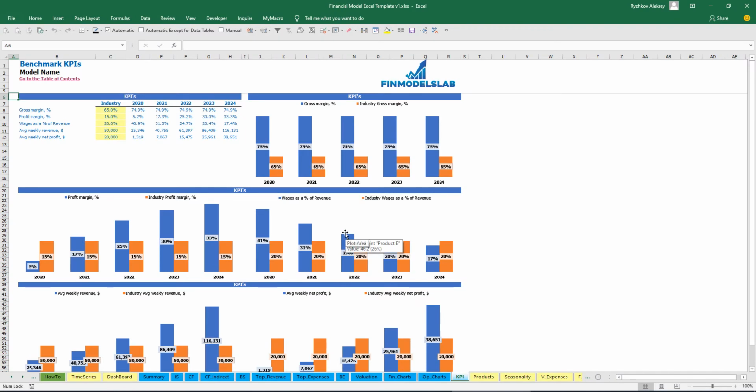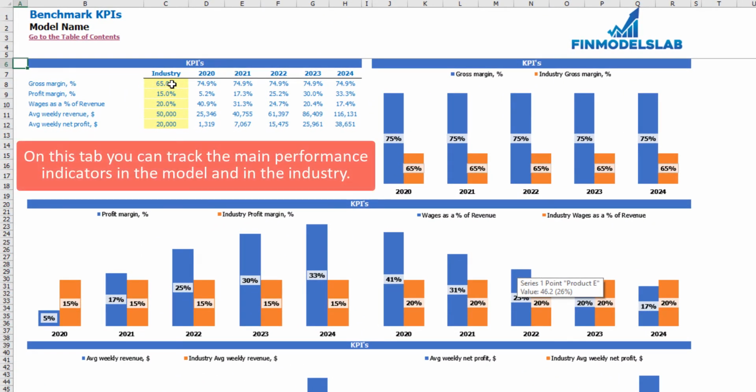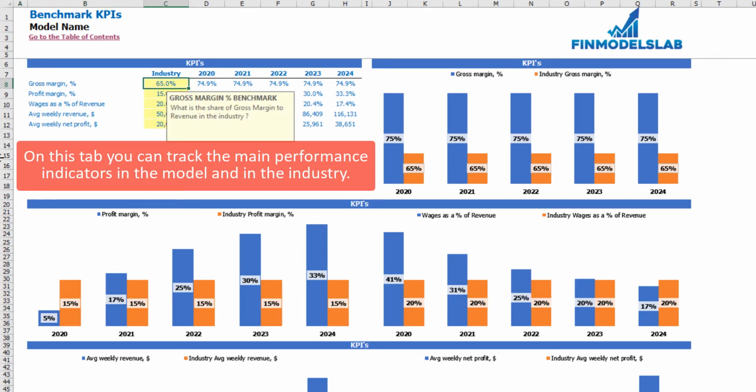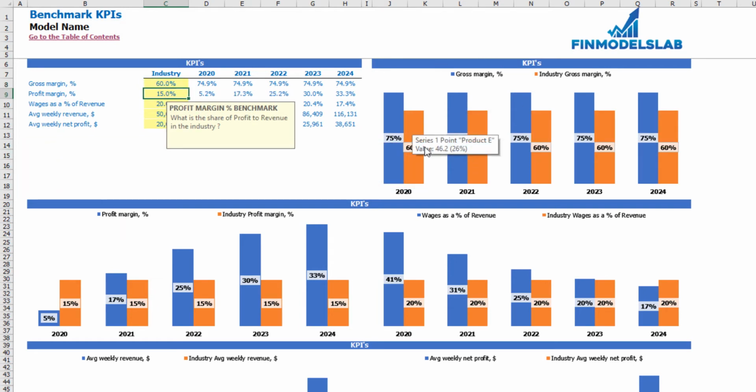On the benchmarks KPIs you may find your main industry-specific KPIs, which are changeable for your industry, for your country. For example, the gross margin industry benchmark is 60% for your country. You may see this change on this chart. Industry gross margin is orange and blue. This is gross margin calculated based on the model.